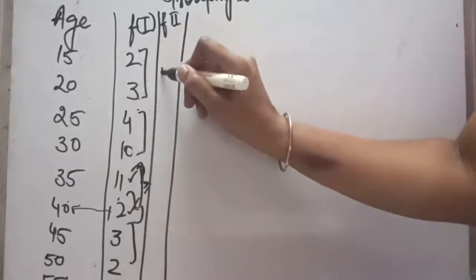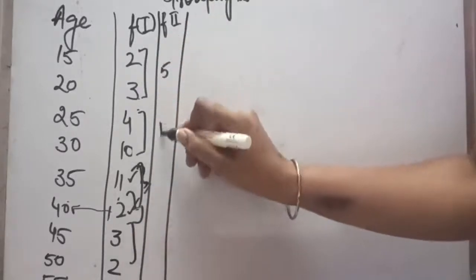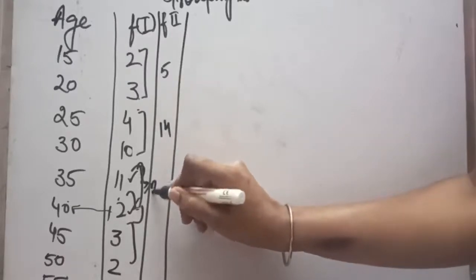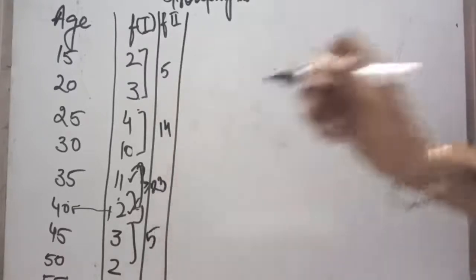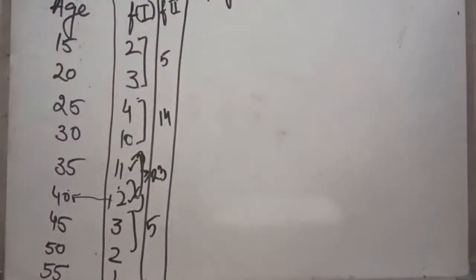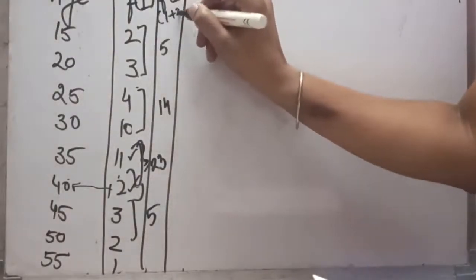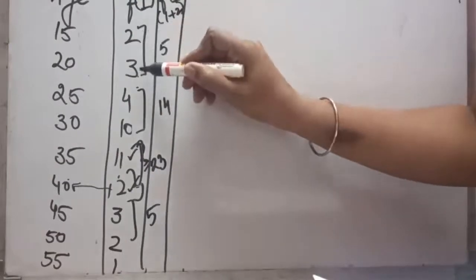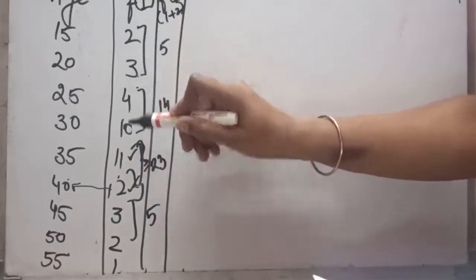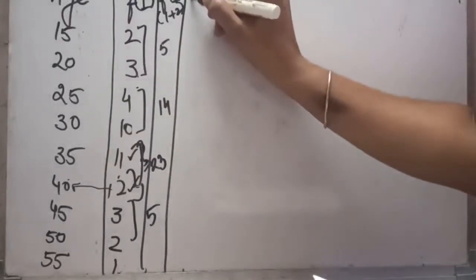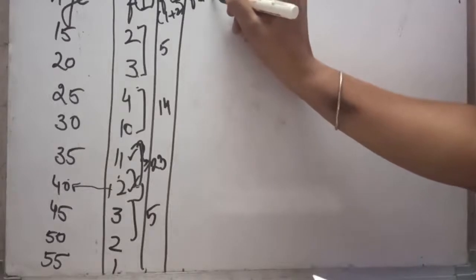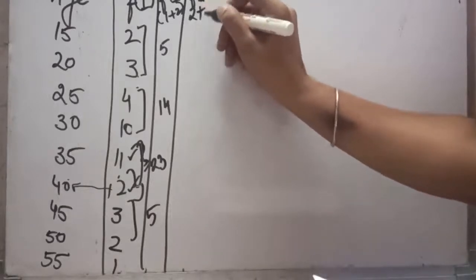So 3 plus 2 is 5, and we write it in the center. Then 14, 23, 5, and in the last only one element has been left, so we just leave it like that, because for adding we require at least 2 elements. This column is known as 1 plus 2, because we added the first and second element, then again the first and second. Now the third column is frequency 3, named 2 plus 3.